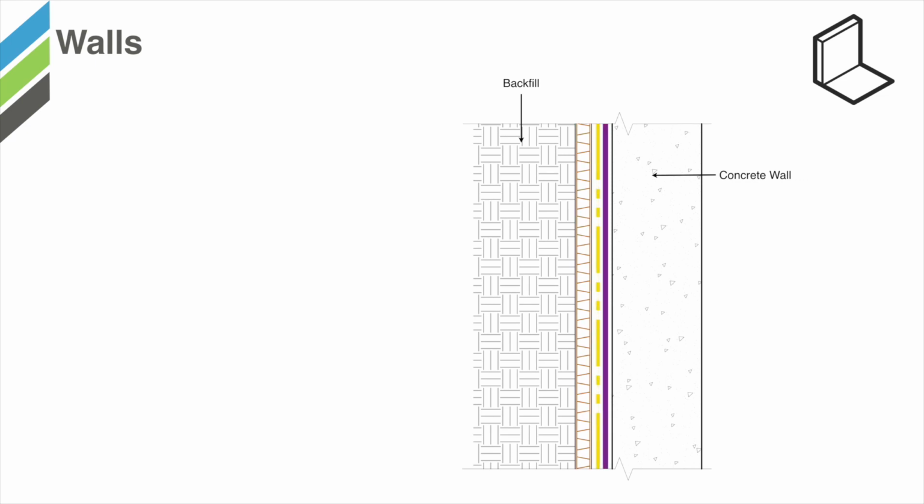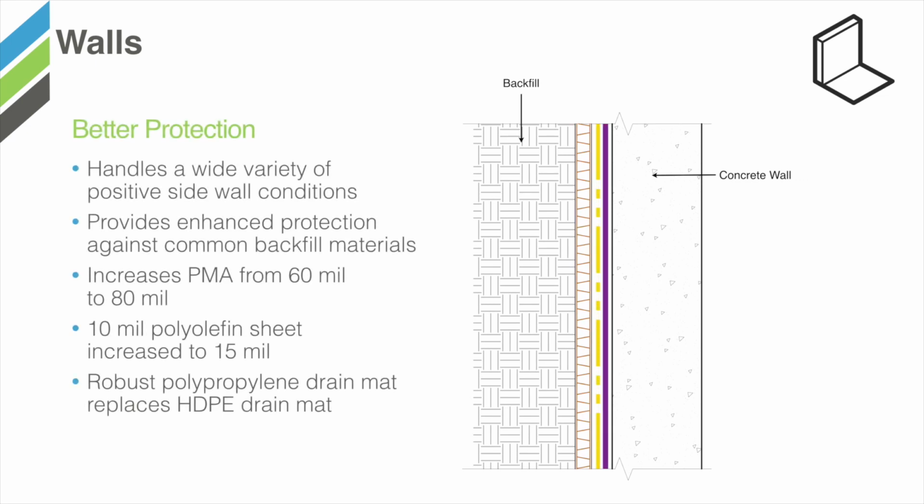A better approach is to, again, increase various mil thicknesses and change out different materials. Beginning with a 60 mil membrane, we then transition to an 80 mil membrane. We also increase the thickness of the polyolefin sheet from 10 to 15 mils. Finally, a different drainage course is used, one that has higher compressive strength.